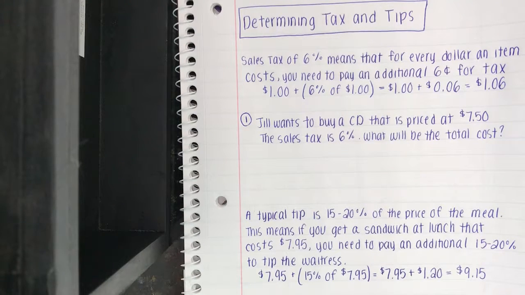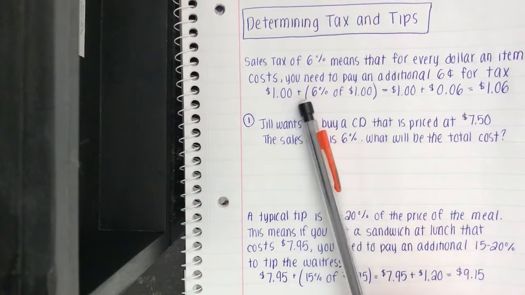When a store has a sale, you see advertisements for discounts. The discounts are usually given in percents, such as 20% off or 30% off. Percents are helpful in many situations involving money. Discounts, taxes, and tips are all described with percents. Understanding how to compute and use these percents can make you a smarter consumer. So first, we're going to talk about how to determine tax.